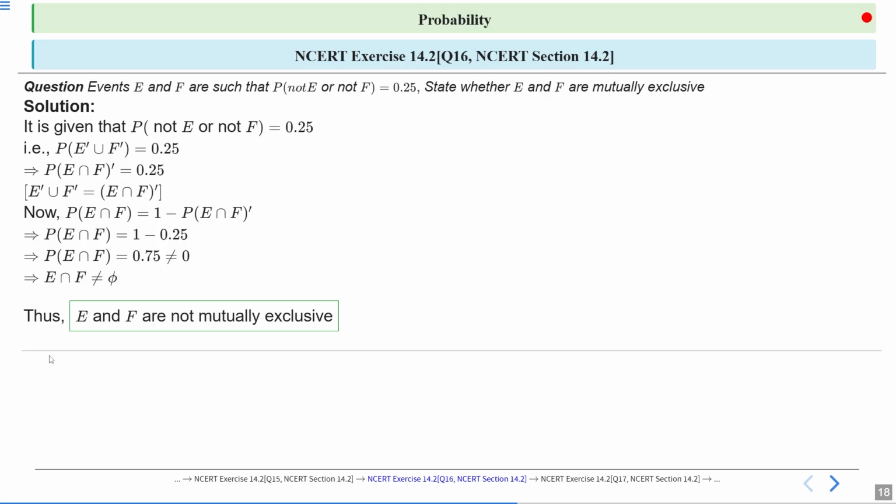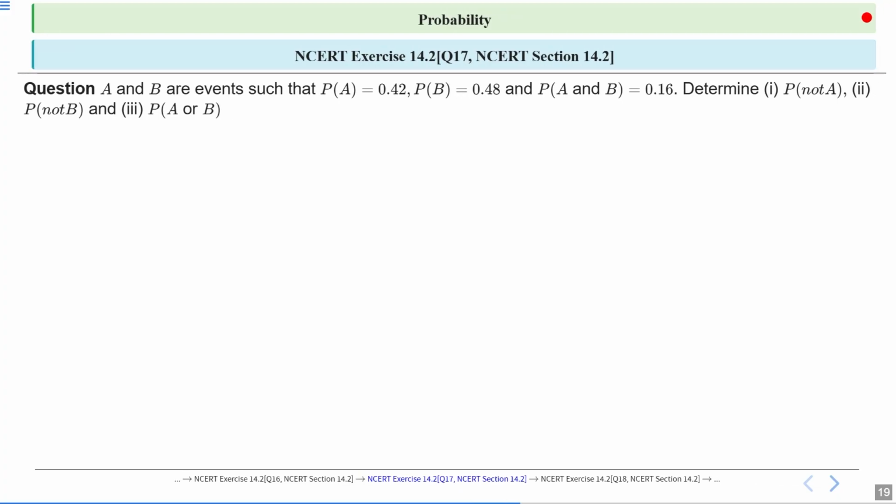Why? Because if E and F are mutually exclusive, then E intersection F should be the empty set, and from there the probability of E intersection F would be 0. But here the probability of E intersection F is not equal to 0, which implies E intersection F is not the empty set. So E and F are not mutually exclusive events. Clear? I hope it is clear to all of you, and this is a very simple question. Now let us move to the next question.